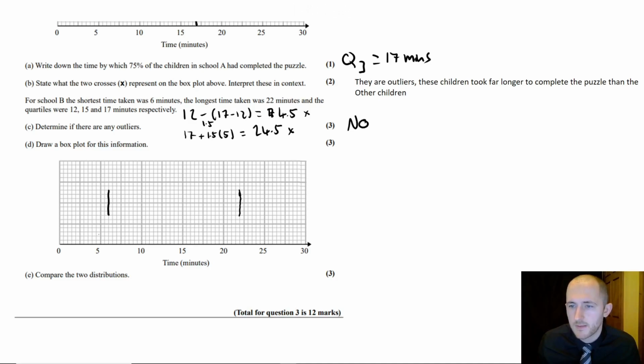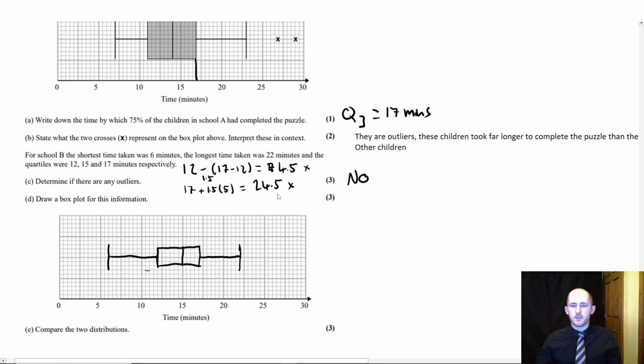Oops, let's do another line. And the quartiles are 12, 15, and 17. So the 15 one we can do straight away because that's quite easy. And 12 will be 4 from this one, so 1, 2, 3, 4. And 17 would be 4 from this one, so 1, 2, 3, 4. Again, rulers are your best friend. So it looked like that.